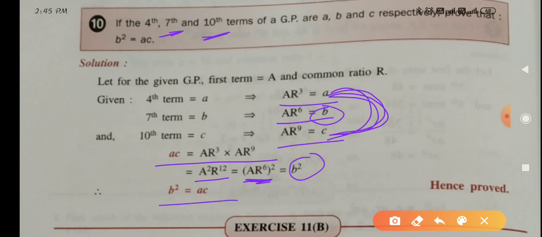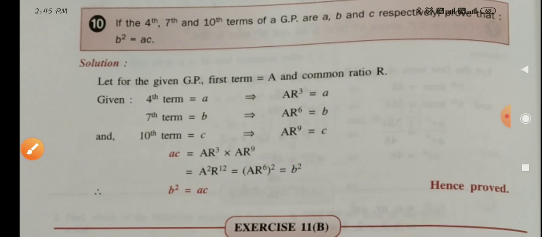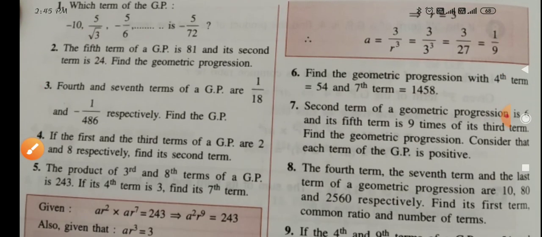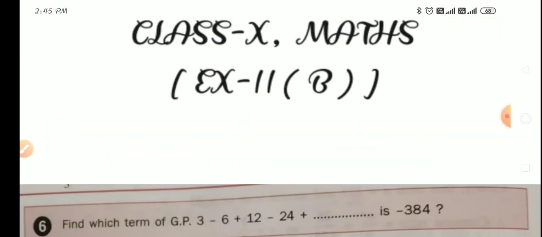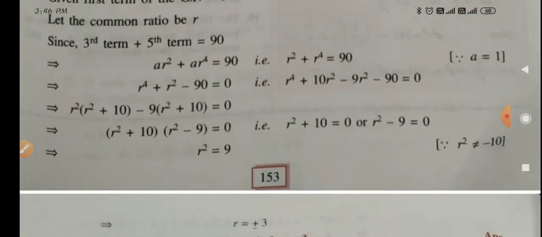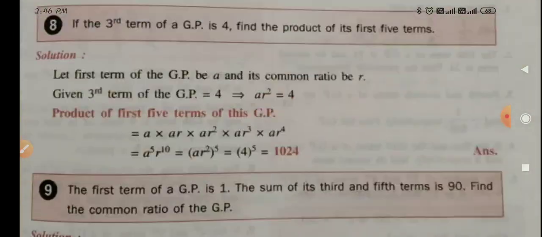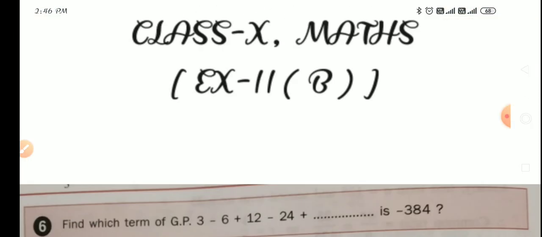b square equals ac. So like this, students, you can solve all the questions of exercise 11th B. And in exercise 11th B, you are going to get such type of questions. I hope you have understood all the examples which I explained. And with the help of these examples and this video, you can solve all the questions of exercise 11th B. If you have any doubt, you can ask.